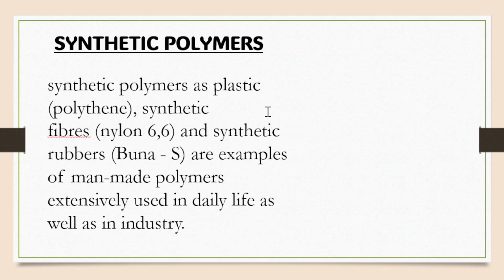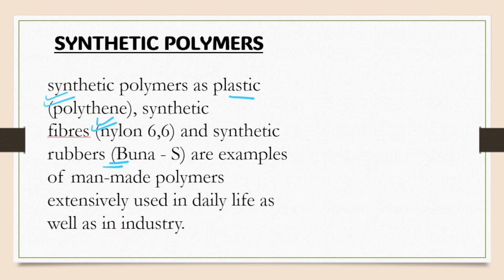Next, we have to study the synthetic polymers. Synthetic polymers are those polymers which are man-made. We have all seen plastics around us. An example of plastic is polythene, and of fibers is nylon 6. Clothes are made of fibers, and there are some rubbers, for example Buna S. These are all man-made polymers. They are used in daily life as well as in industry.